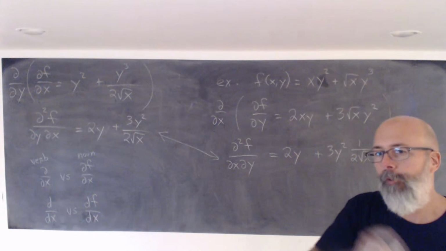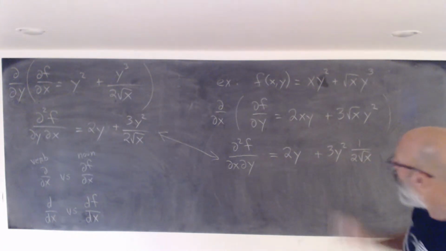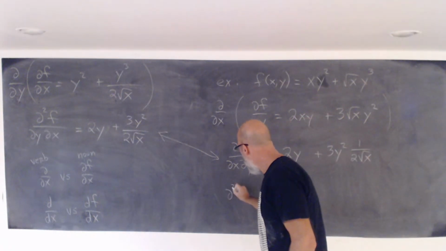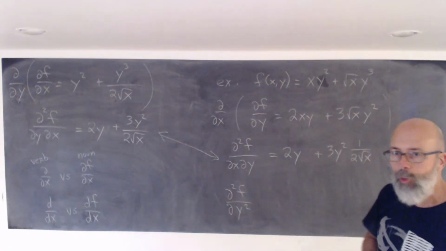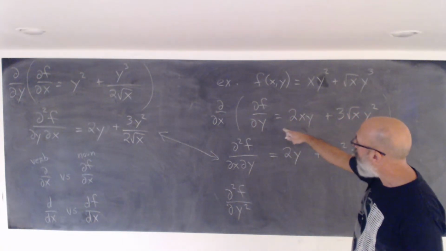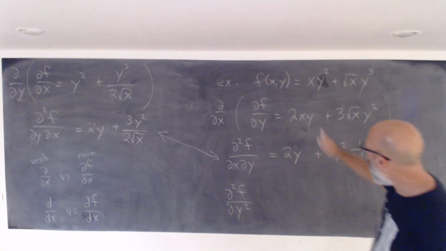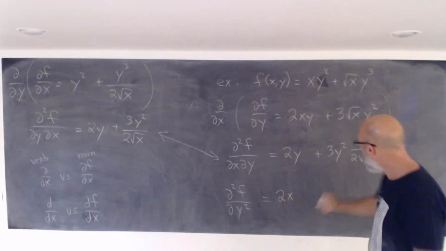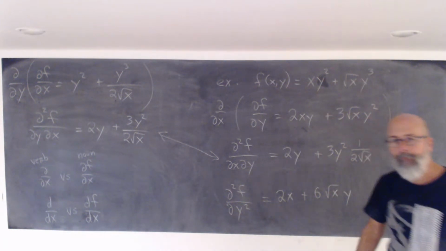Well, this is our first example. Does this always happen? Too soon to tell. Let's finish this example up by looking at the second derivative with respect to y. If you were to differentiate this whole thing with respect to y again, you would get the second derivative with respect to y. What is it? 2x plus 6 root x y.